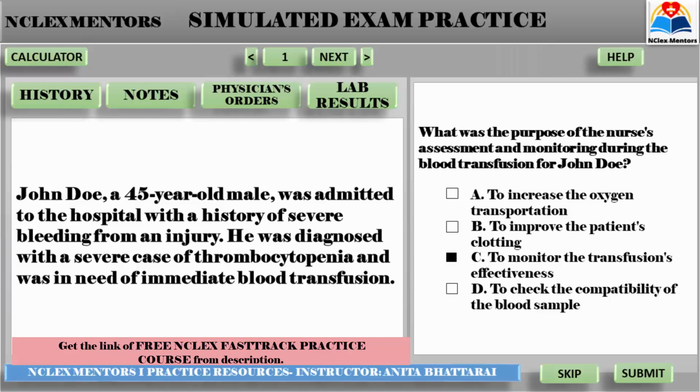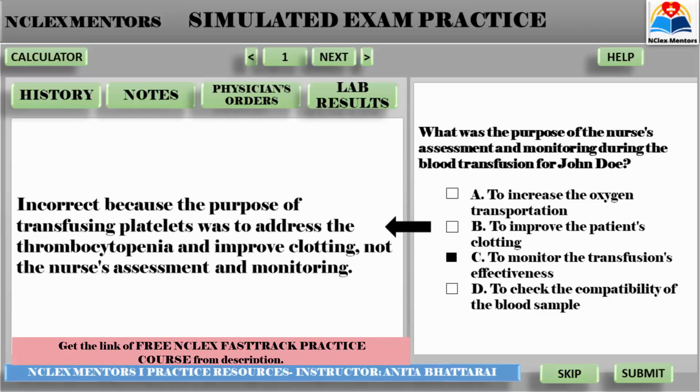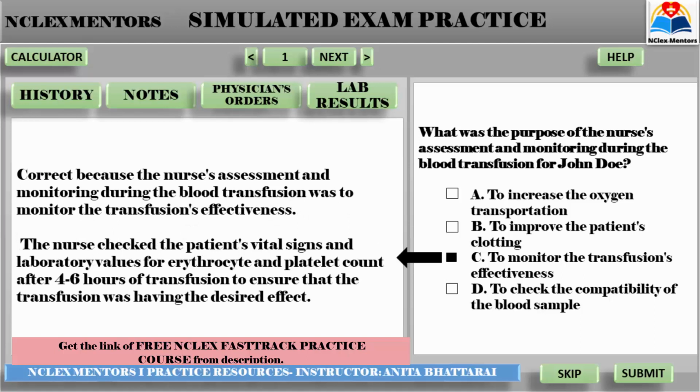The correct answer is to monitor the transfusion's effectiveness, or option C. Option A is incorrect because the purpose of transfusing packed red blood cells was to increase the erythrocytes for oxygen transportation, not the nurse's assessment and monitoring. Option B is incorrect because the purpose of transfusing platelets was to address the thrombocytopenia and improve clotting, not the nurse's assessment and monitoring.